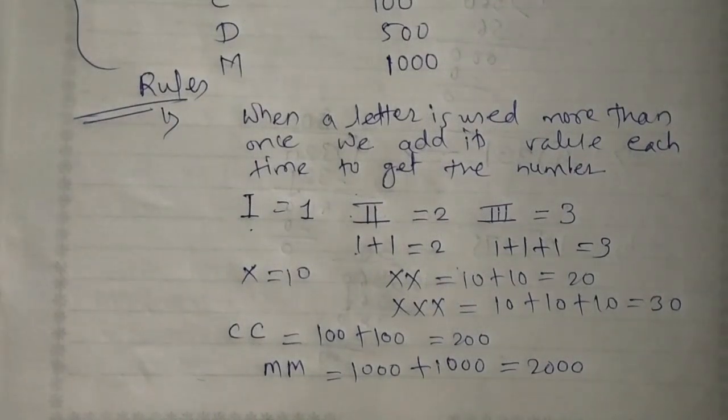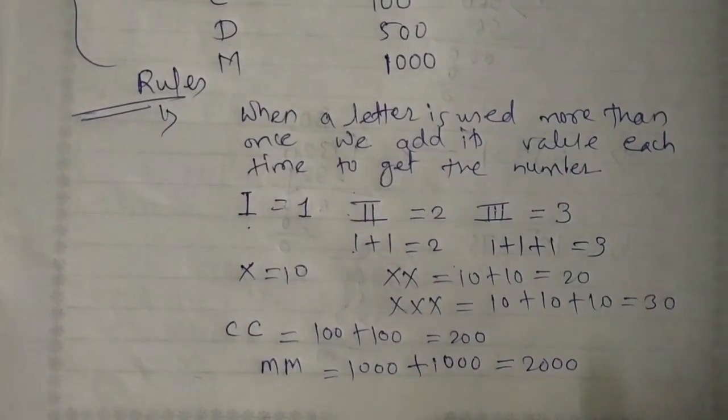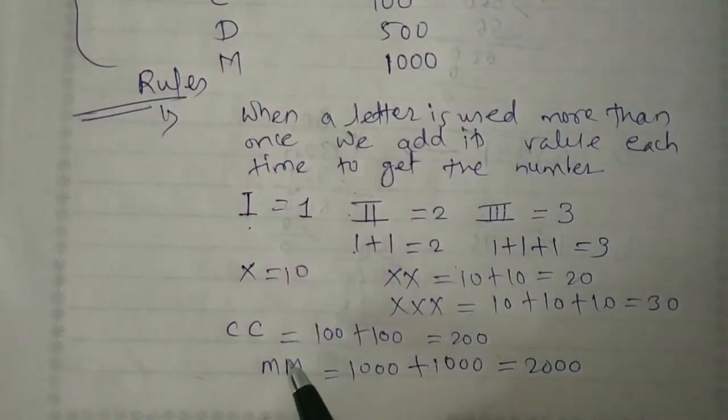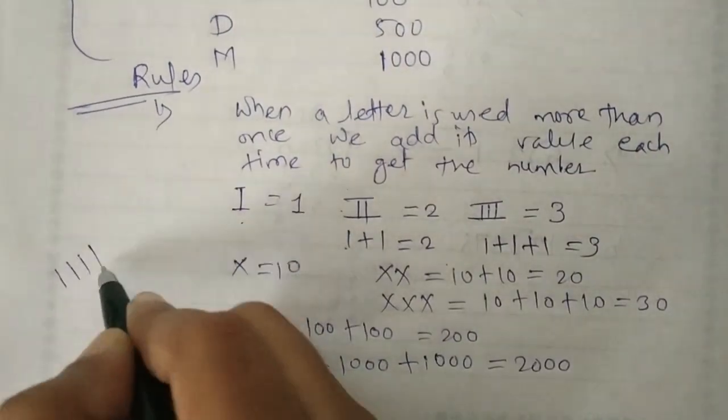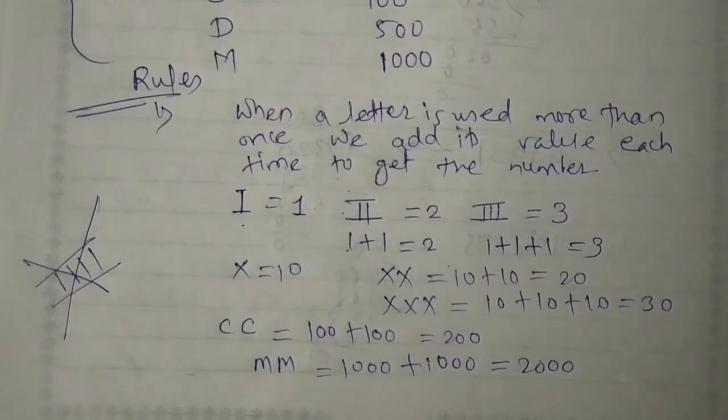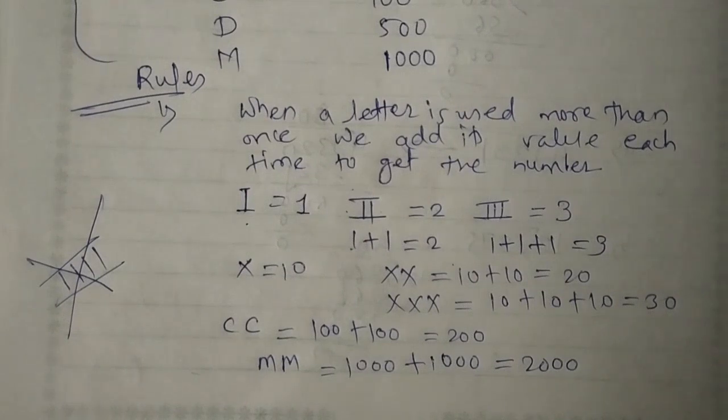The same symbol is not repeated more than 3 times. Only 3 times you can add. I cannot write I 4 times. There is no such number. So you can repeat a symbol just 3 times. The same symbol is not repeated more than 3 times together. And the symbols V, L and D are never repeated.